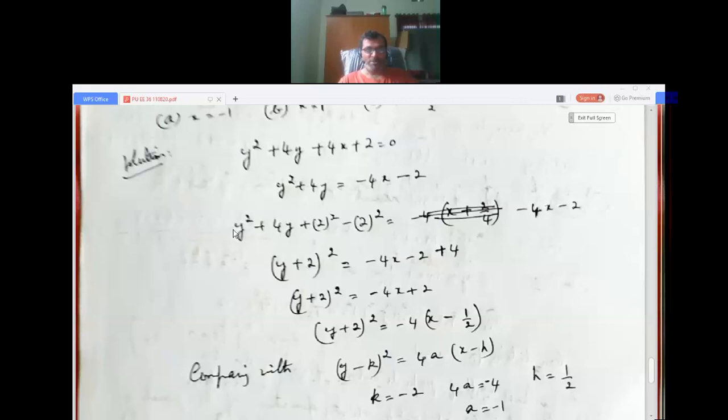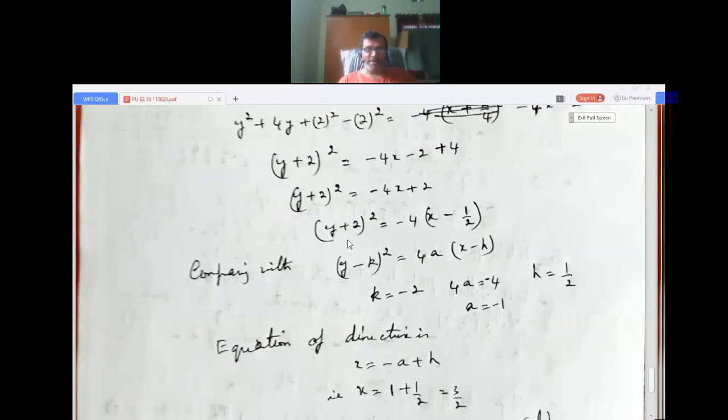So I get y plus 2 whole squared. This minus 4 I'll take to the other side, so it will be plus 4 minus 4x minus 2. So y plus 2 whole squared is equal to minus 4x plus 2. Now I have to write it in this form. The coefficient of x should be 1, so I take minus 4 outside. So x minus 2 by 4, and 2 by 4 is 1 by 2.